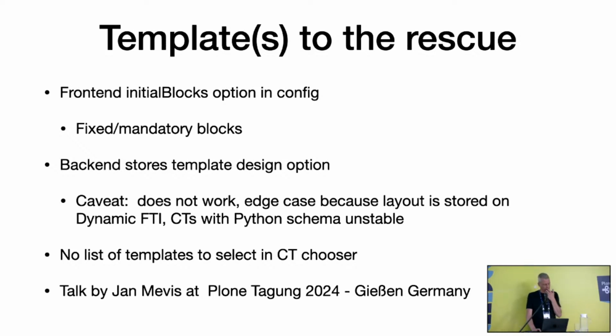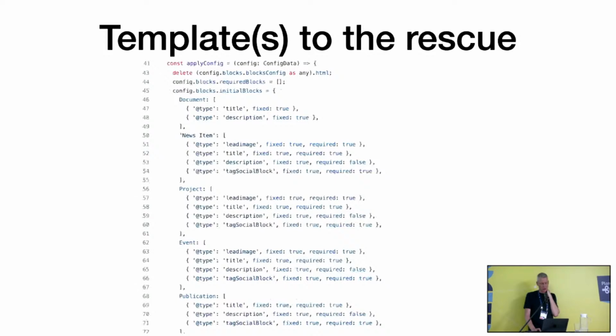We have another feature which was implemented, I think, by ODF for EA, where you can store in the backend different templates. But me and then, of course, Maurits found out later when I asked him what's going on, it does not work. There are some edge cases there. So we have no list of templates yet easily out of the box to select. Also Jan Mevers did a talk about this year at the Plone Tagung. We should really have multiple templates. This is the initial blocks configuration you could add in your configuration.